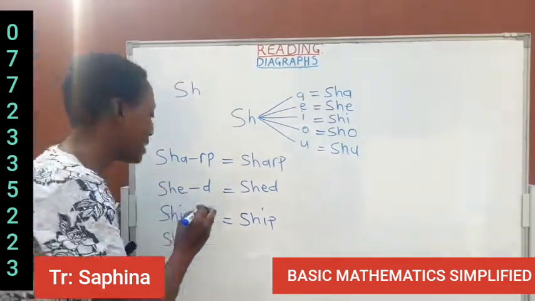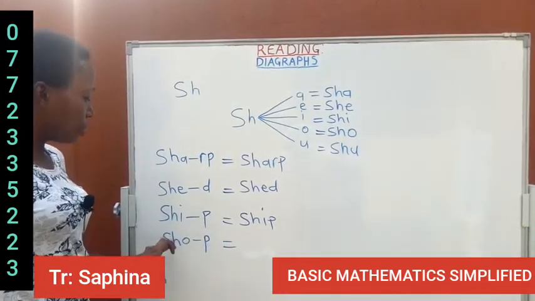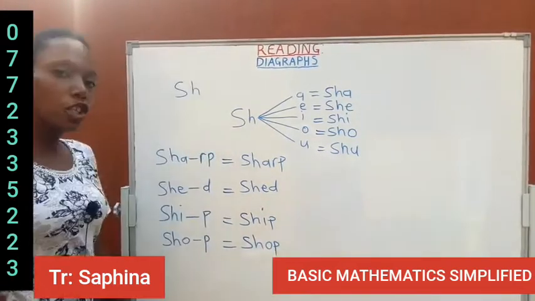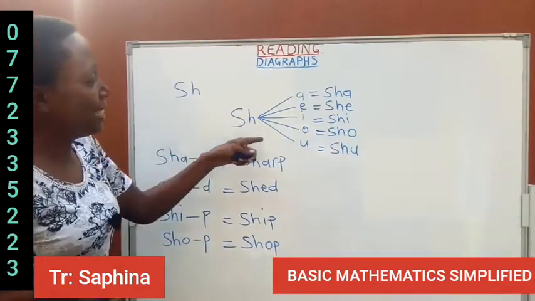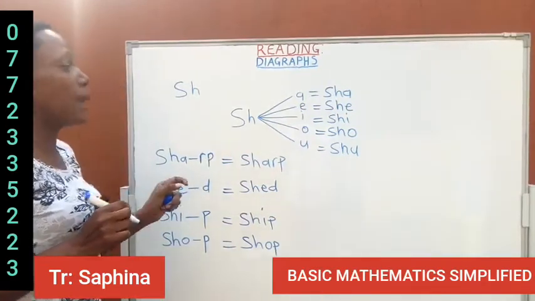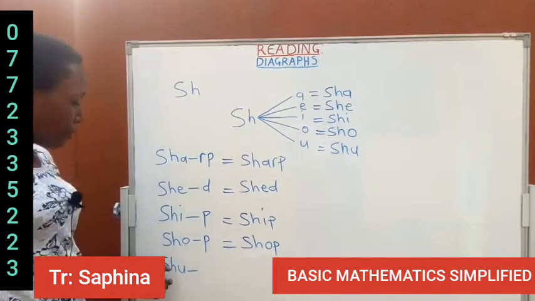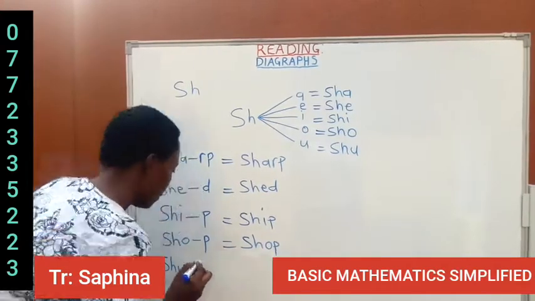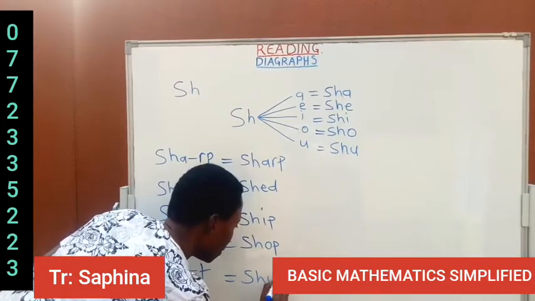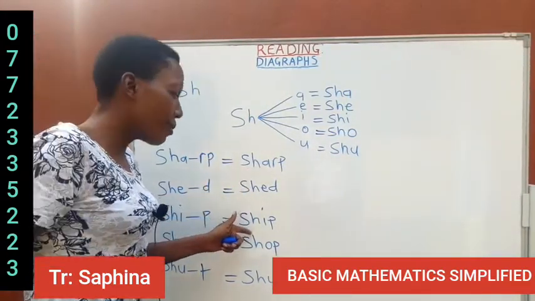Let us go to syllable sho. We can put there a sound to form a word which is shop. Our word is shop. Then lastly, sha, or you can read it as shu, but many times we use it as sha. You can put here t, then it becomes shut. We have shop, shed, sheep, and shut.